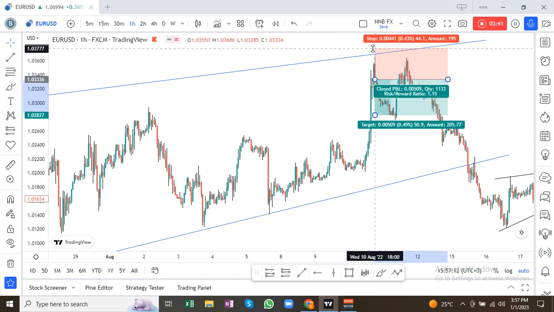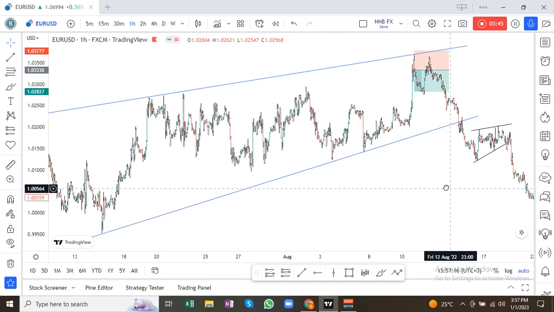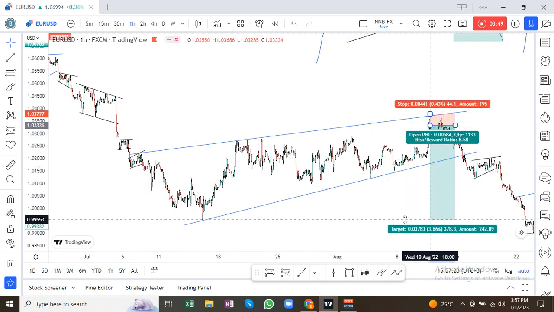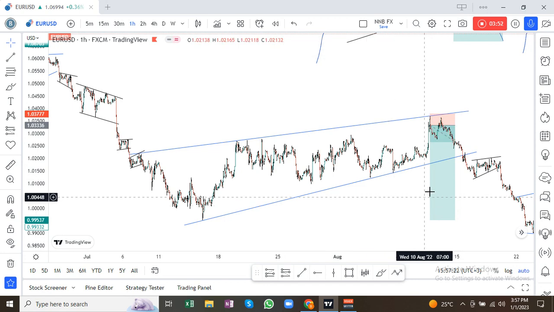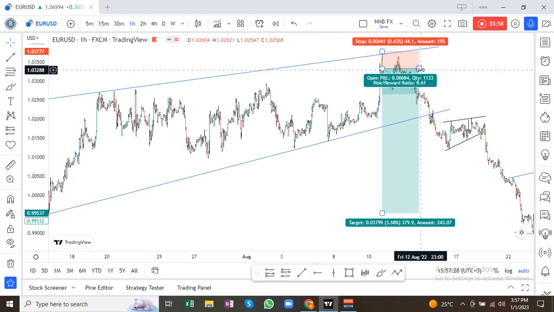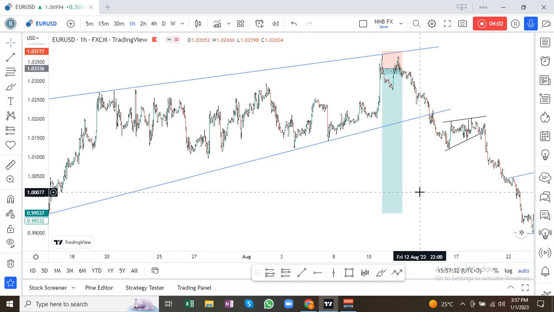My stop loss was just above the structure, and I held the trade to below the structure. You can see ahead it has a risk to reward of 1 to 8. If you risk 1% of your capital, you'll gain around an 8% profit.